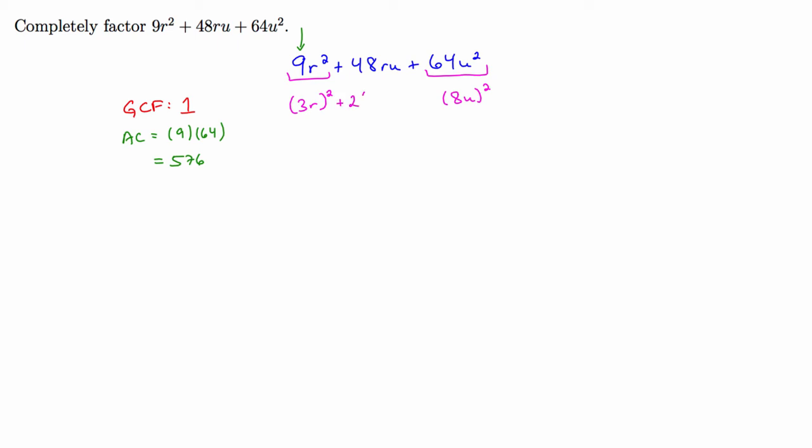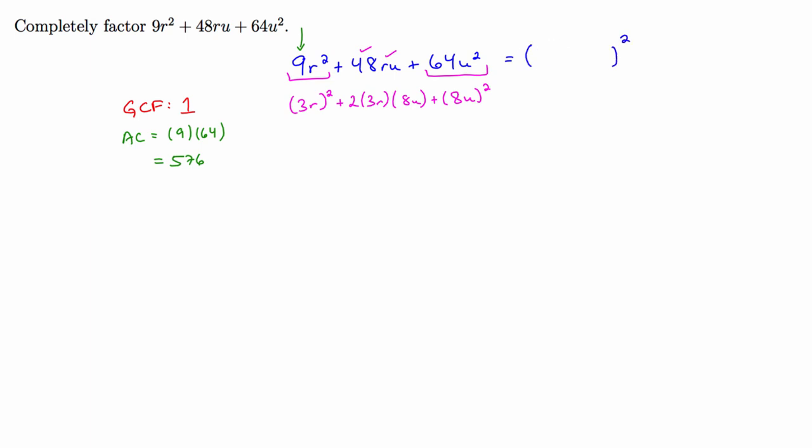So the middle term would have to be 2 times the 3r in the front parentheses times the 8u in the back parentheses. Well, 2 times 3 is 6, 6 times 8 is 48, so that checks, and r times u is ru. So this does in fact fit the perfect square trinomial pattern. So the way this will factor is it'll factor into a binomial being squared.